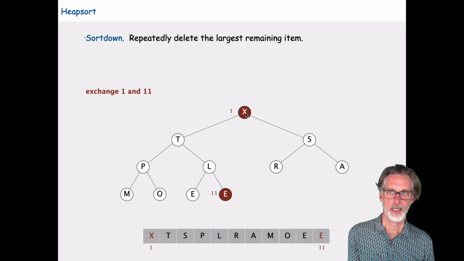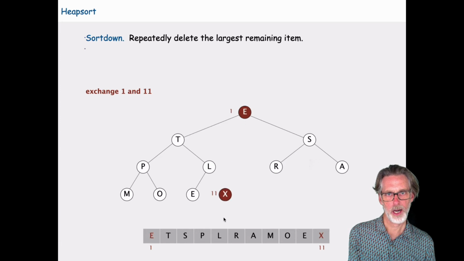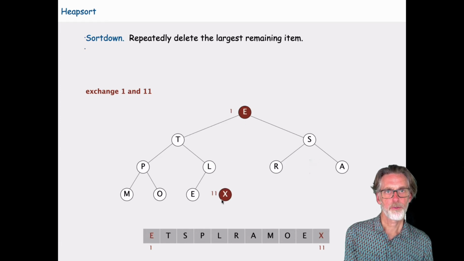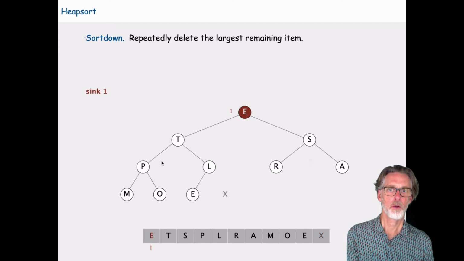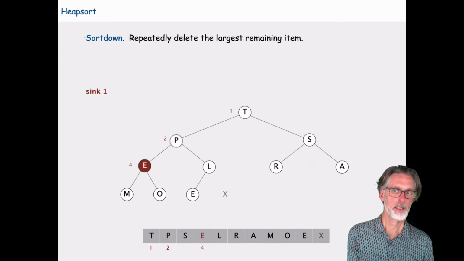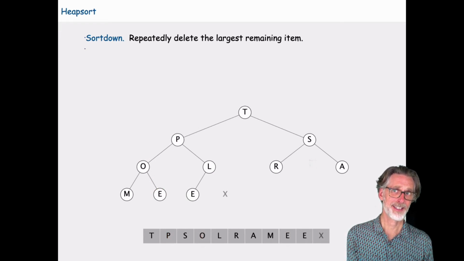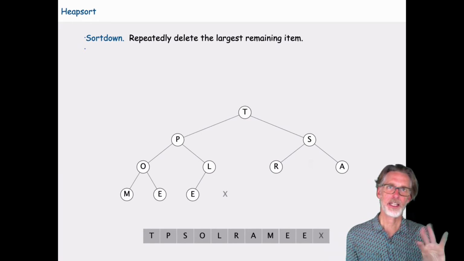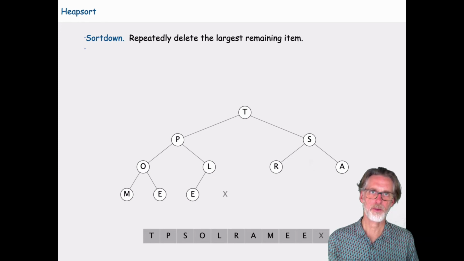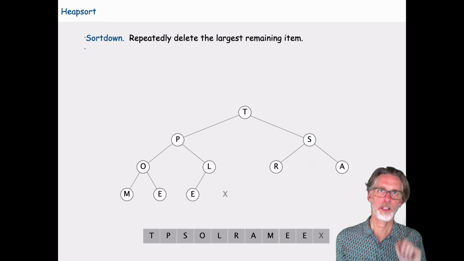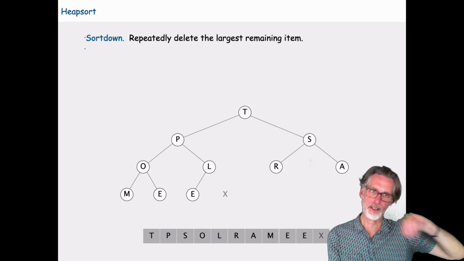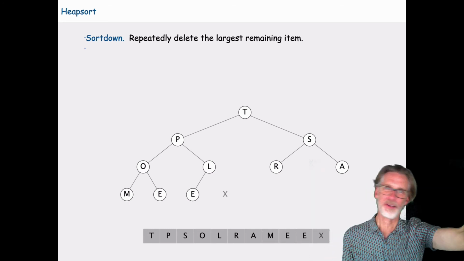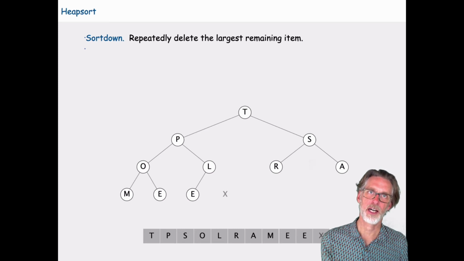So when I swap x and e, we've morally removed x from the array, creating a smaller heap. We then sink 1 down, and that may take a while. In general, it's going to take logarithmic steps to get there. Note that with the heapification, we can get lucky and things may not swim very far. But in general, in this sort down, we're always taking something that's at the bottom, putting it at the top, and it's generally going to have to sink all the way to the bottom again.